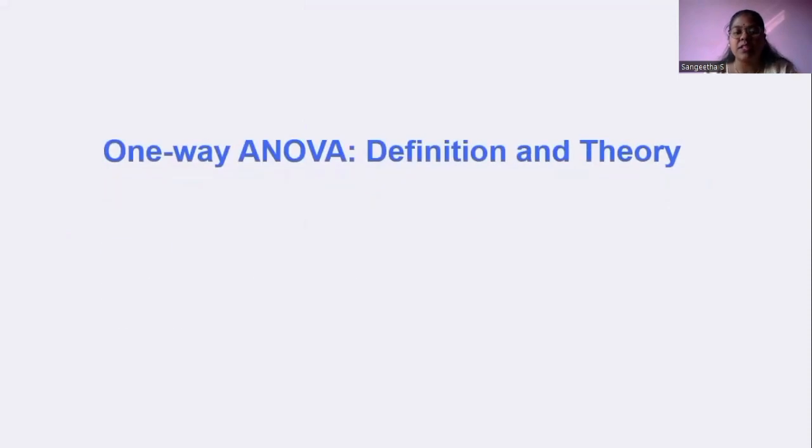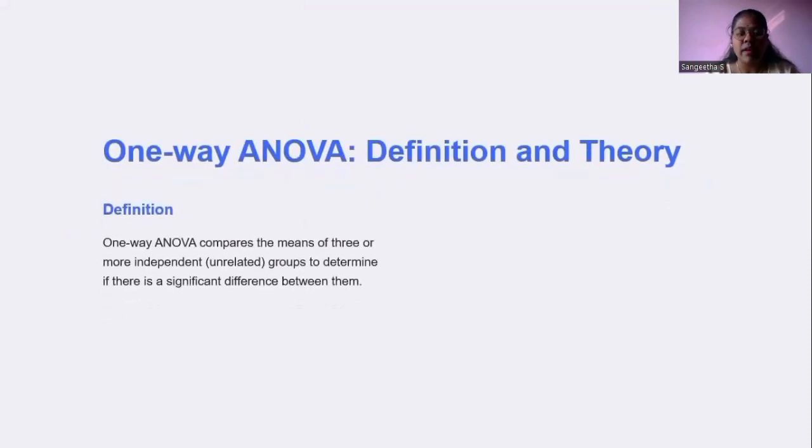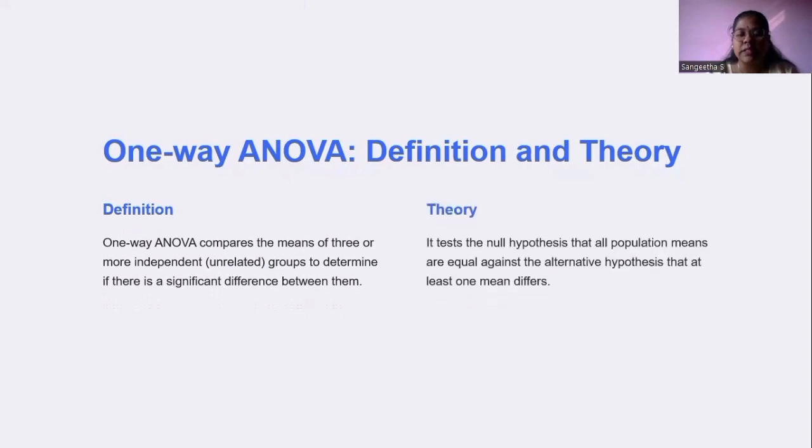One-way ANOVA, definition and theory. One-way ANOVA compares the means of three or more independent groups to determine if there is a significant difference between them. Theory: it tests the null hypothesis that all population means are equal against the alternative hypothesis that at least one mean differs.